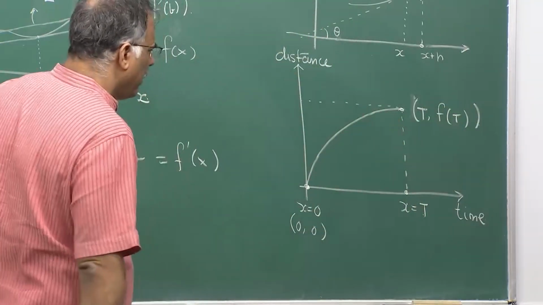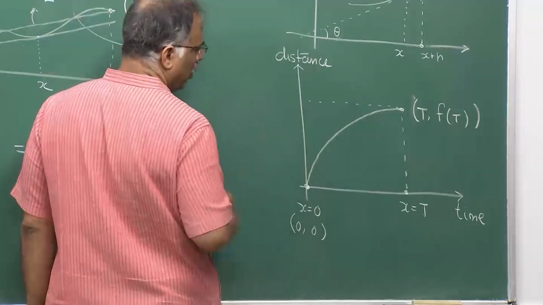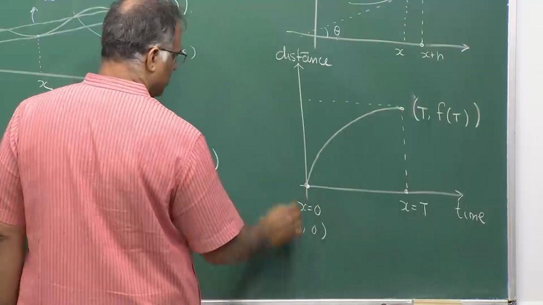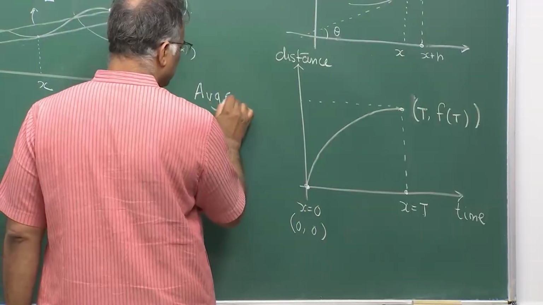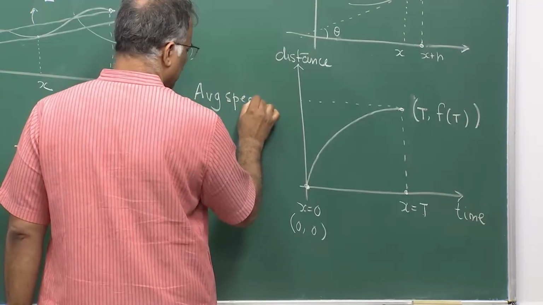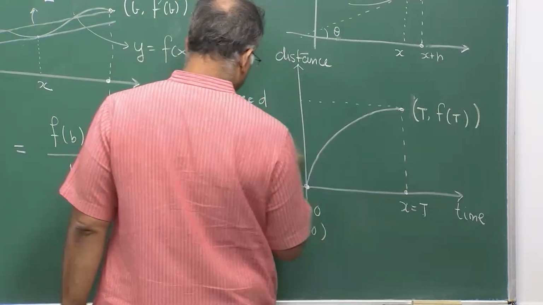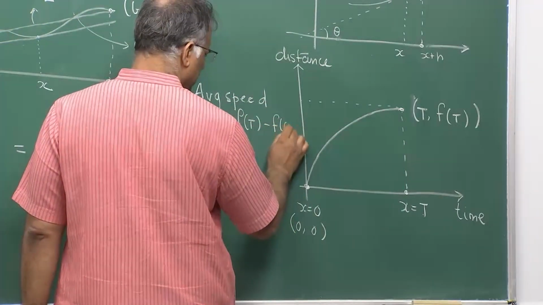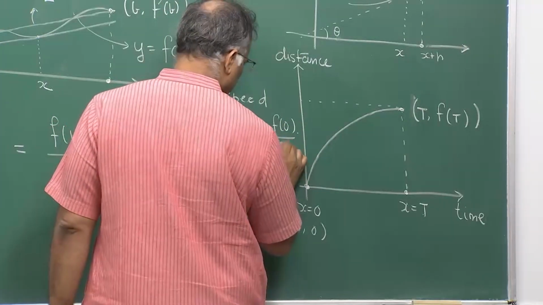So, now how do I calculate the average speed over this distance? If I want to calculate the average speed, the average speed is nothing but the distance travelled in this time interval divided by the time taken.